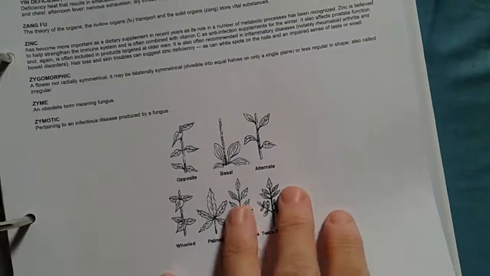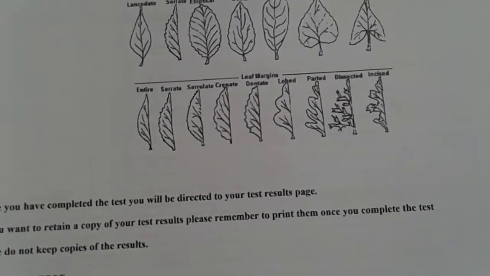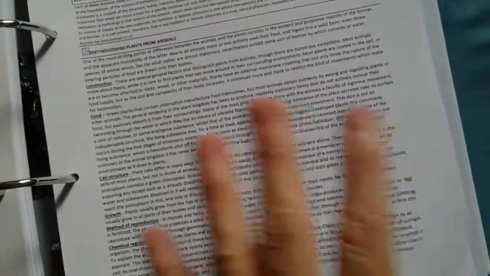The opposite, you know, that sort of thing. And then we have that as well. Leaf margins. And then we go on to chapter 3, which is basically distinguishing plants from animals and method of reproduction, chemical regulation, and it just goes on and on. So this is this one. I'm not sure if the light's very good at the moment. So yeah, that's all that.